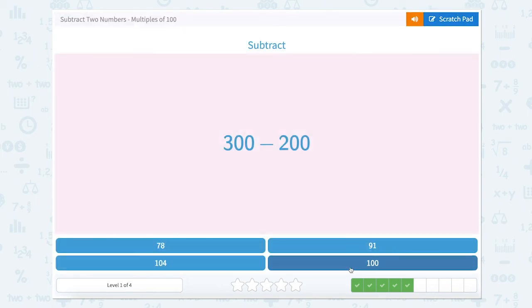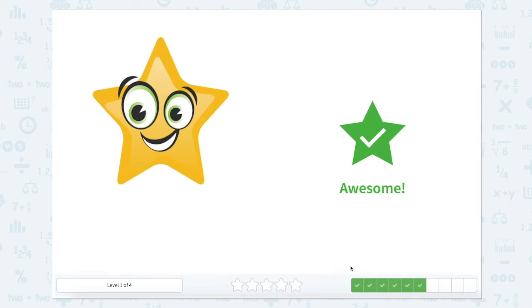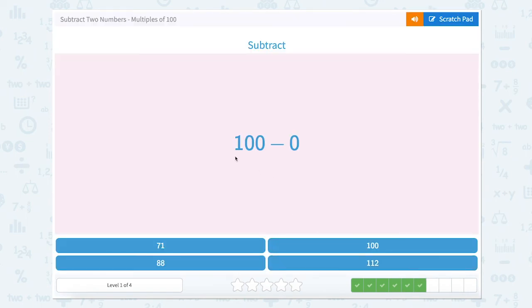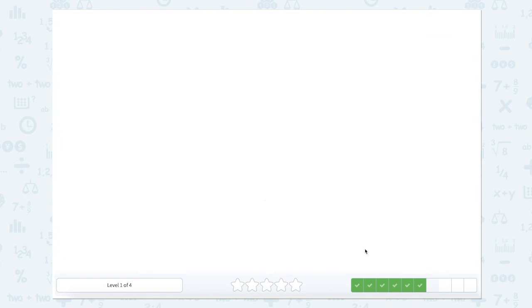So let's close that scratch pad. 100, awesome job. Well, we have 100 minus 0. This is like that 300 minus 0 problem. If we have 100 and we're taking away 0 or not changing the number, then we're still going to be left with 100.